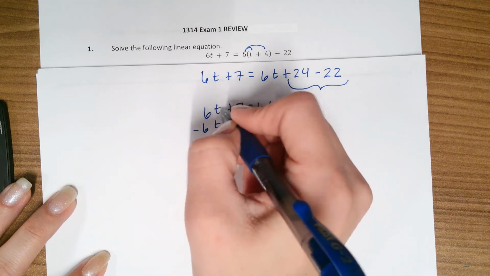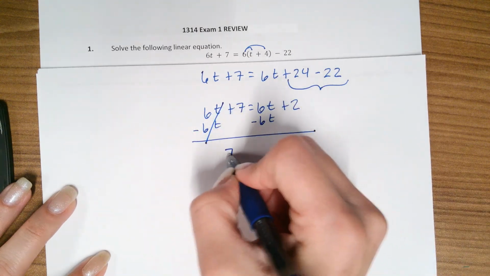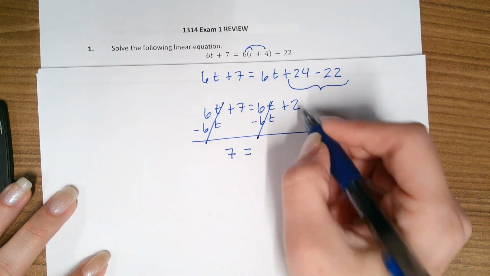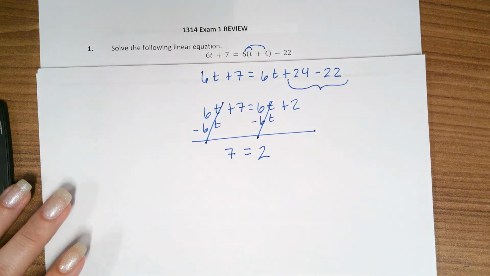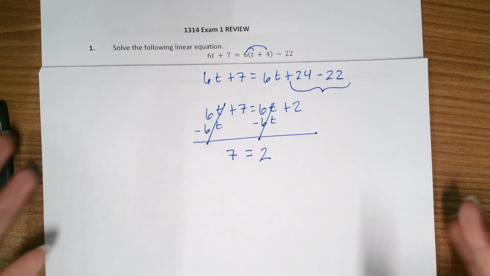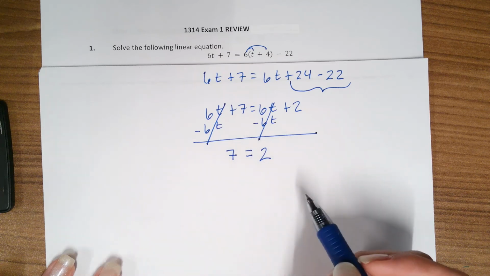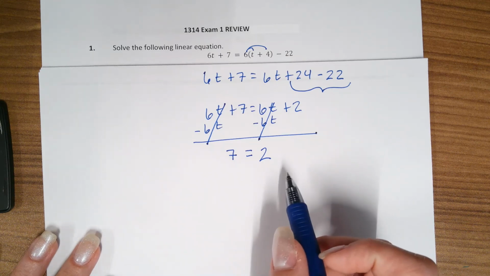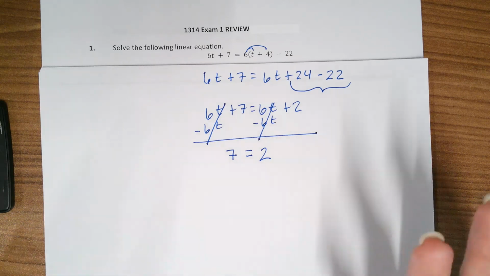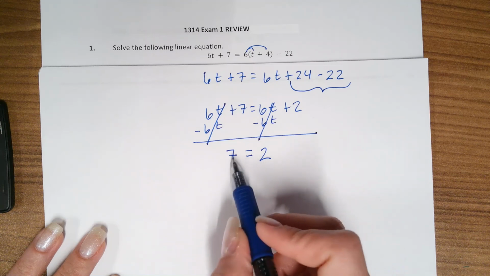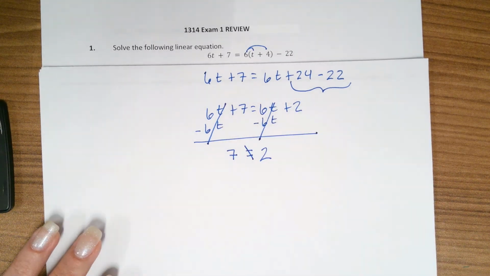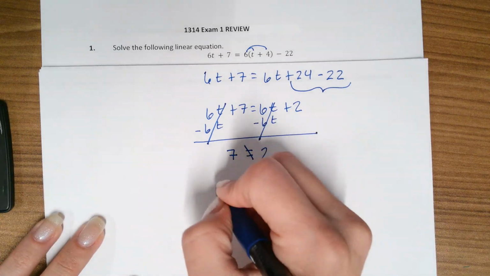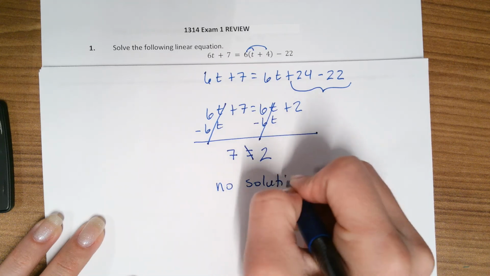6t minus 6t is 0, so that cancels out. Bring down my 7, bring down my equal sign. 6t minus 6t again cancels out, and bring down my 2. So here we see that my variable canceled out. In this case, I look to see what I have left. If it's a true equation, then I know that my answer is all real numbers. And looking here, 7 is definitely not equal to 2, so there's no value of t that would ever make that true. And so here, our answer is no solution.